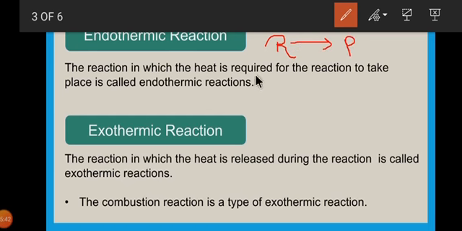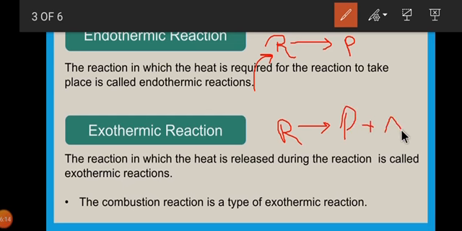So suppose heat is provided to the reactants initially, so that the reaction may occur and form products, then it is known as an endothermic reaction. While in exothermic, what happens? The reactant side has enough energy to react itself, and no heat is required initially. Only after the product forms, heat is also released with it.